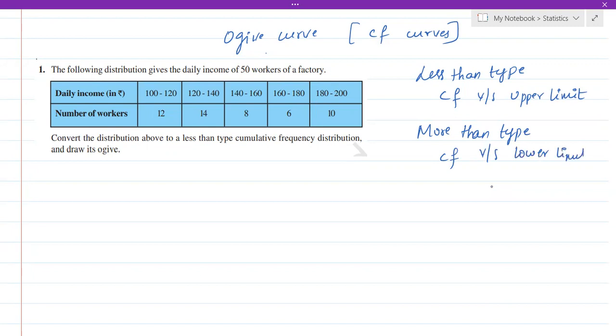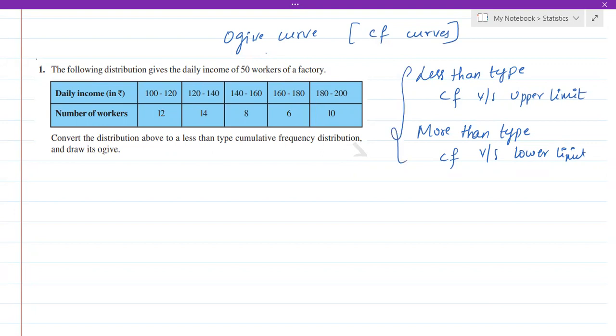You have to remember this. There are two types. One is less than, the other one is more than. If it is less than, you will plot a graph of CF versus upper limit. If it is more than, it is a graph of CF versus lower limit. Okay, let's take the first question.